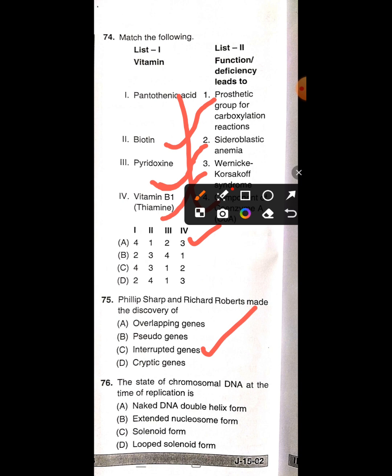The state of chromosomal DNA at the time of replication is. Options are naked DNA double helix form, extended nucleosome form, solenoid form, looped solenoid form. So for this, the correct answer is extended nucleosome form. Okay, that is the correct answer.